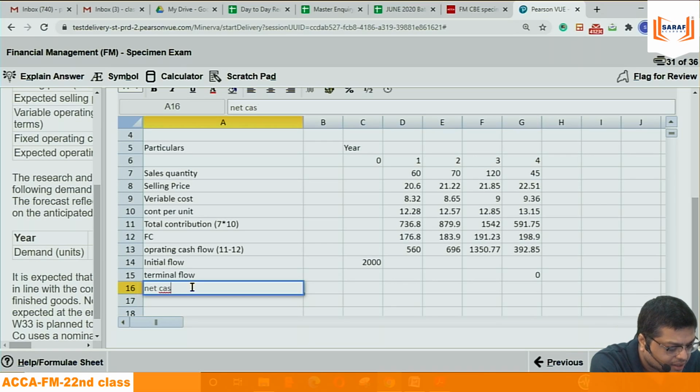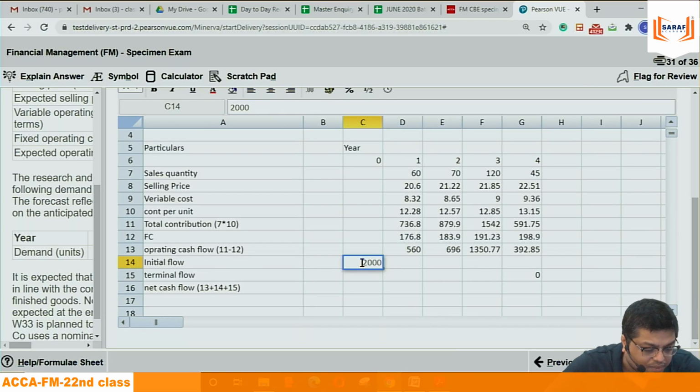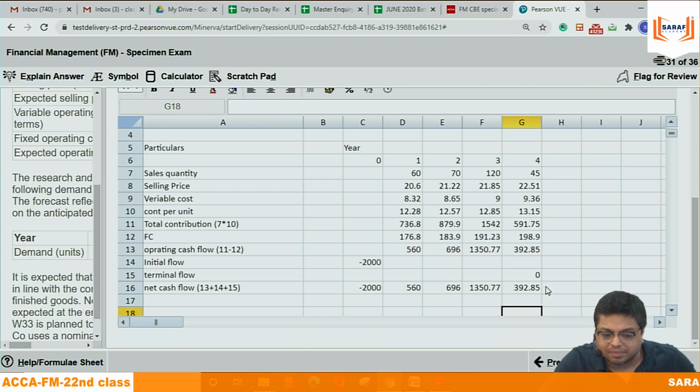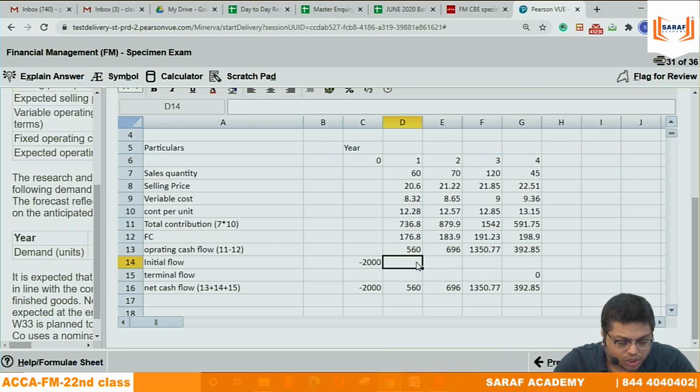Net cash flow, which is 13 plus 14 plus 15. If I write this in brackets, it will be better, so I can do copy, paste, copy, paste, so that I can save time. In the questions also it will be happening.